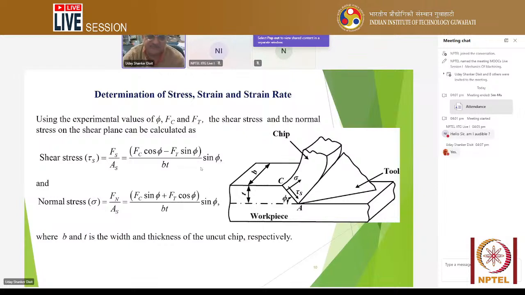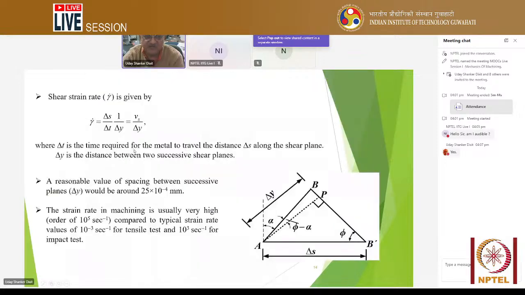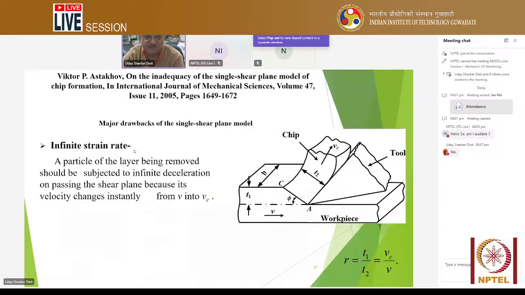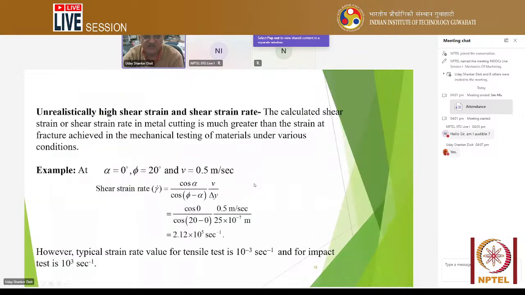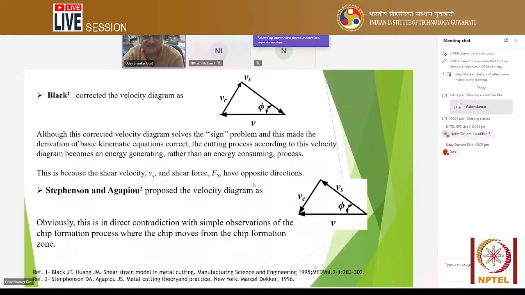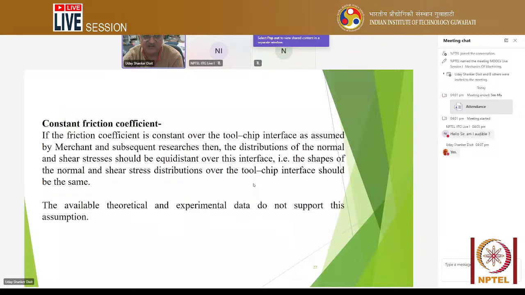We talked about shear stress, normal stress Fn by area sigma s, shear strain, chip velocity, shear velocity. We talked about some problems based on a technical paper by Victor P. Astakhov in a journal in 2002. We told that the single shear plane model may not be adequate. His argument is that these types of things are not possible, and there are many issues in the velocity diagram, etc. Also, he says that the friction coefficient cannot be constant.